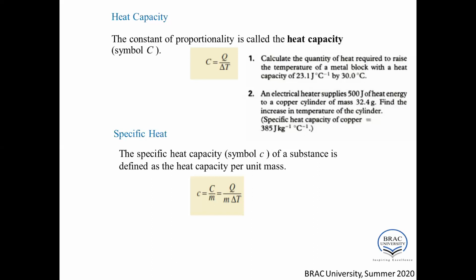You can easily solve these two problems by using these equations. First one is heat capacity, C equal to Q by del T, and the second one is specific heat capacity, S equal to Q by m del T.